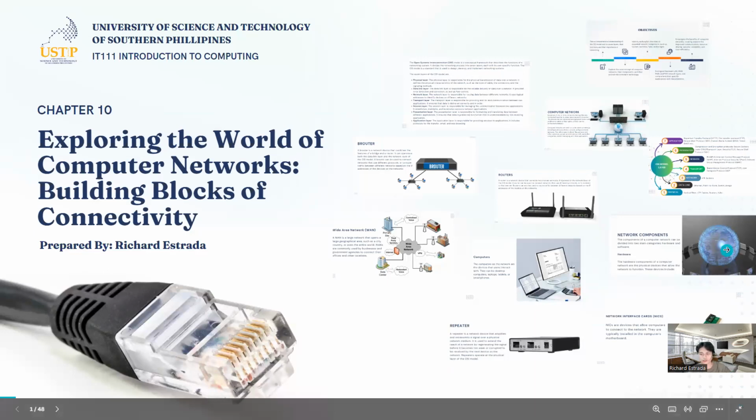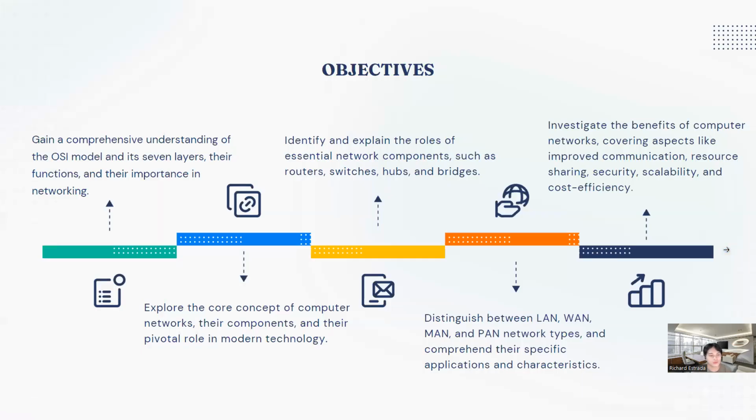Okay? So it's just an introduction. For our objectives, we are going to gain a comprehensive understanding of the OSI model and its 7 layers, their functions and their importance in networking. And also we're going to explore the core concepts of computer networks, their components, and their pivotal role in modern technology. We're also going to identify and explain the roles of essential network components such as routers, switches, hubs, and bridges, and distinguish between LAN, WAN, MAN, PAN network types, and comprehend their specific applications and characteristics.